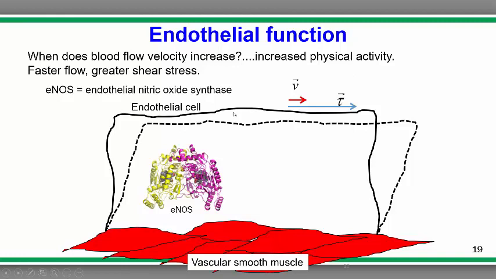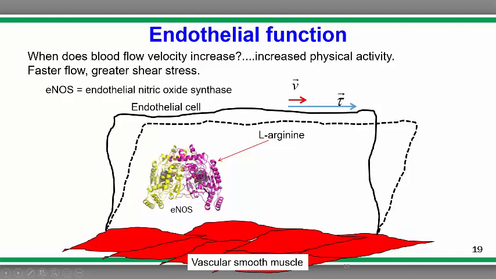Now, that shear stress will deform that endothelial cell. And that occurs particularly if there's something that's increasing blood flow, such as increased physical activity. And so we see a deformation. So this is a stretching, if you will, of the endothelial cell. And that mechanical stretching will activate eNOS.